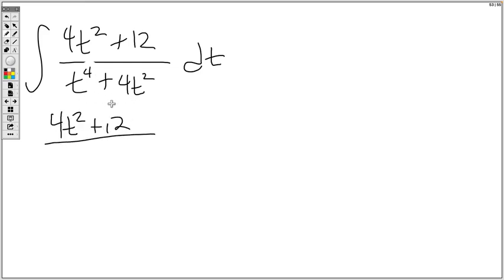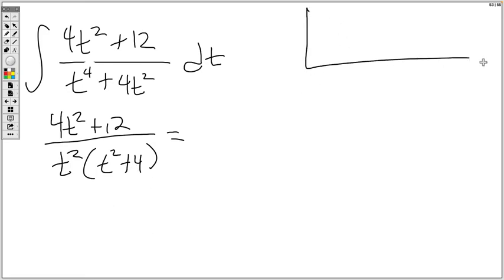What can I factor out of the denominator to get started? A t squared, and what's left? t squared plus 4. Can you factor t squared plus 4? If you set t squared plus 4 equal to 0, are you going to get any real numbers out of that? No. So this right here is what we call an irreducible quadratic. All right? So here we go.